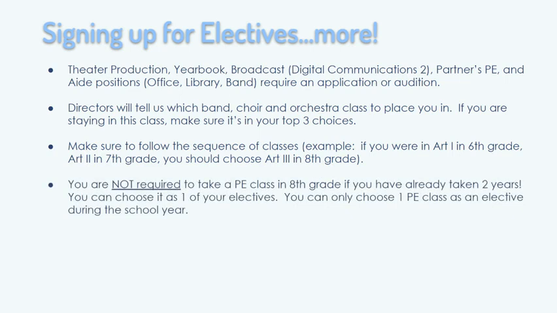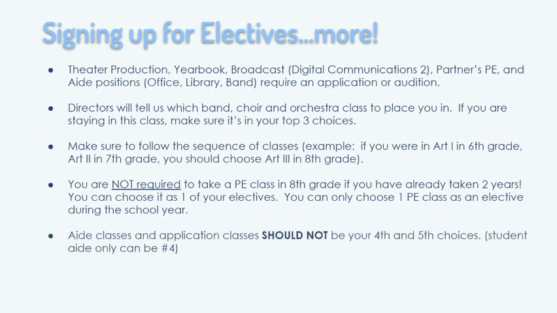You are not required to take a PE class in 8th grade if you have already taken it for 2 years. You can choose it as one of your electives. You can only choose one PE class as an elective during the school year. So for example, if you want to sign up for strength and conditioning, you can't also sign up for athletics at the same time. So just one PE class in a school year.